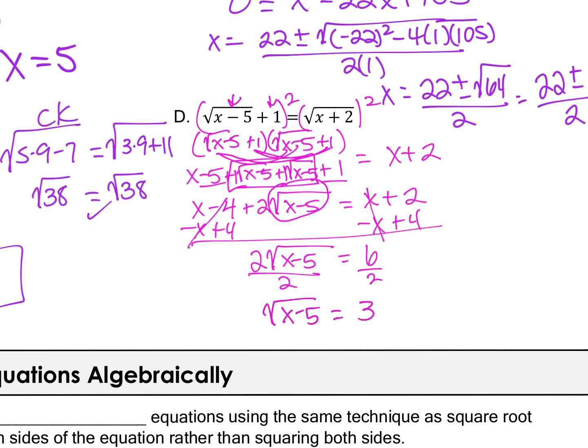Now I can get rid of the square root by squaring both sides. That leaves me with x minus 5 equals 9. So I add 5 over and I get x equals 14. So I have to check it.